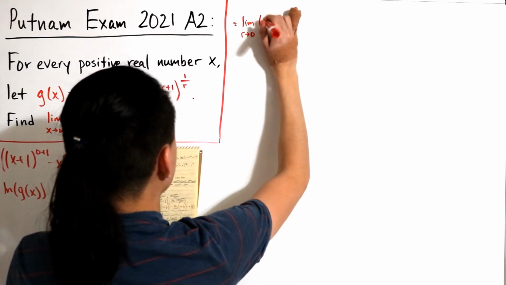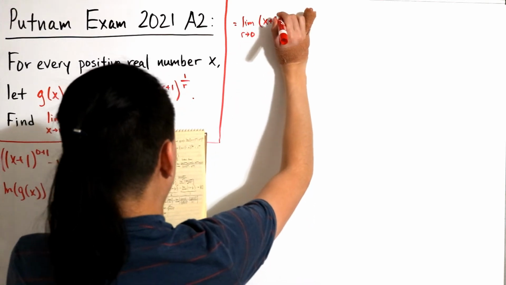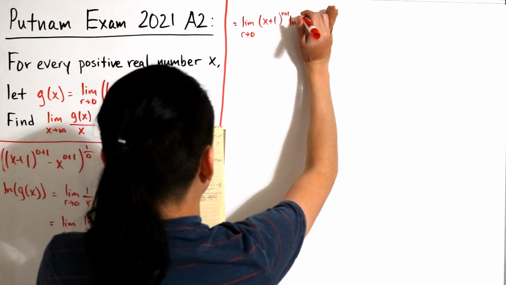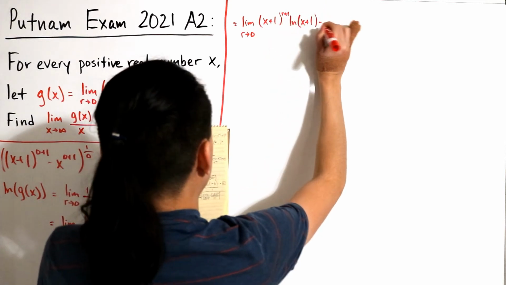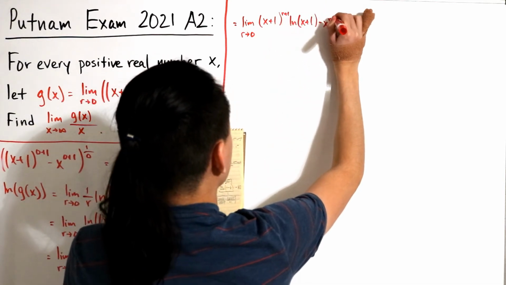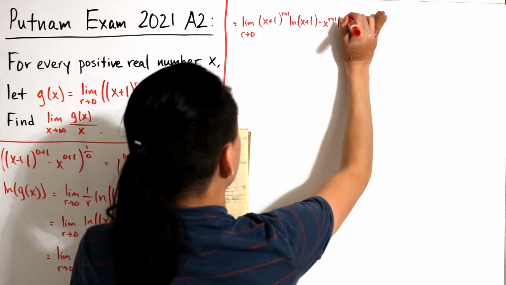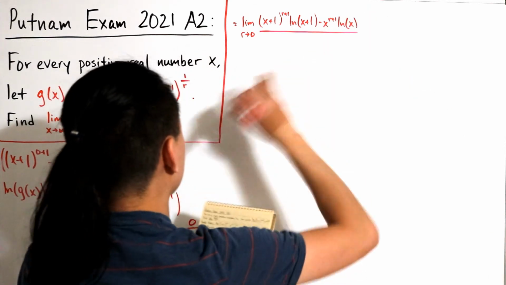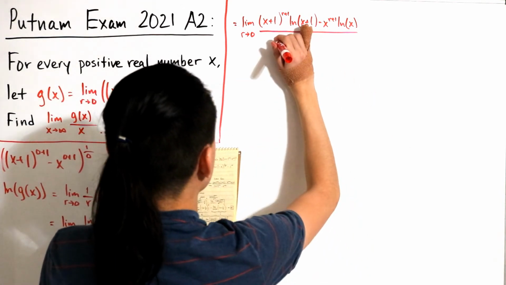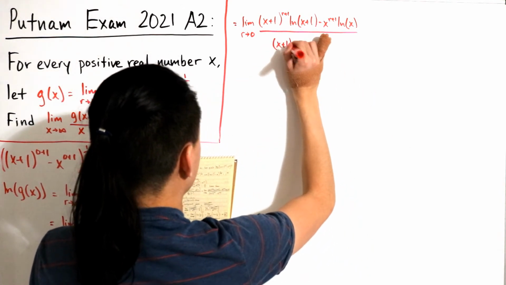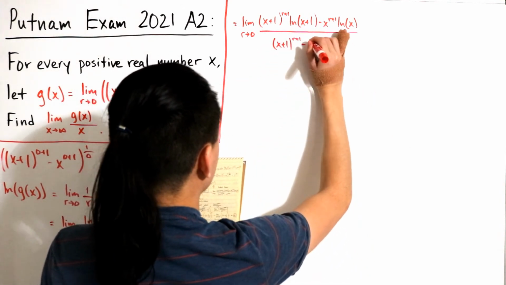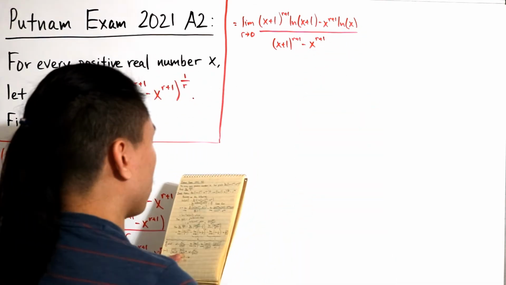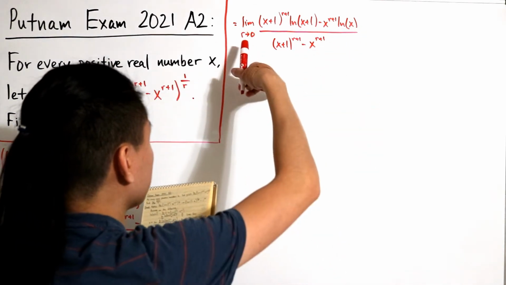So the following we have is x plus 1 to the power r plus 1, then multiplied by ln of x plus 1. Then we subtract x to the power r plus 1, then multiplied by ln of x. And all this is divided by, because it's the 1 over that, the inside expression, which is just x plus 1 to the power r plus 1, subtract x to the power r plus 1. And so now all we do is take the limit as r approaches 0.